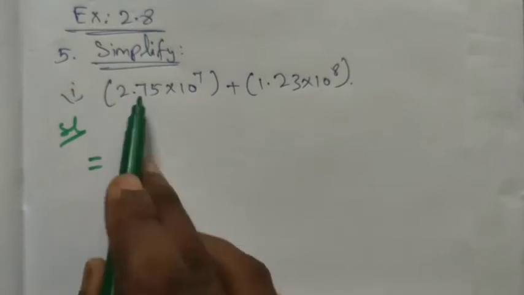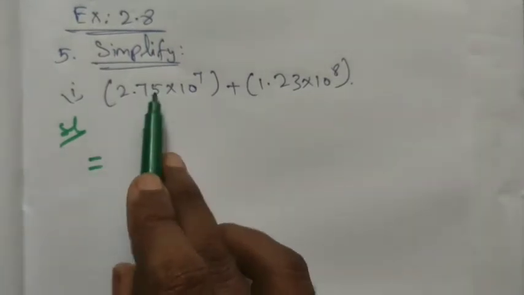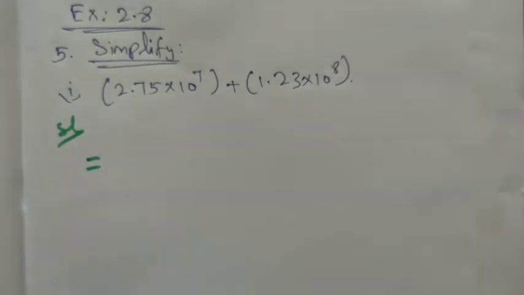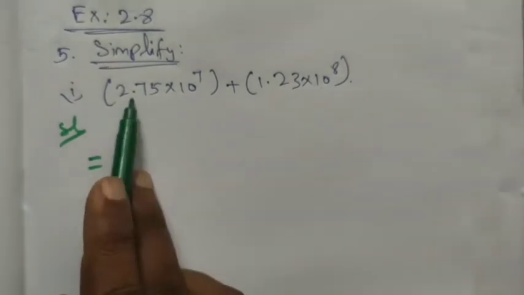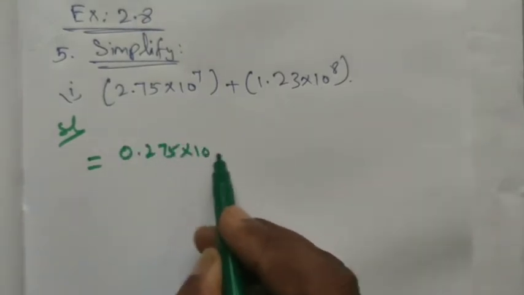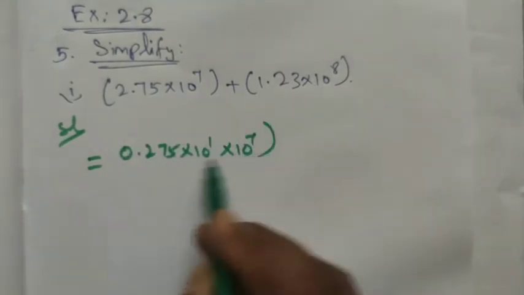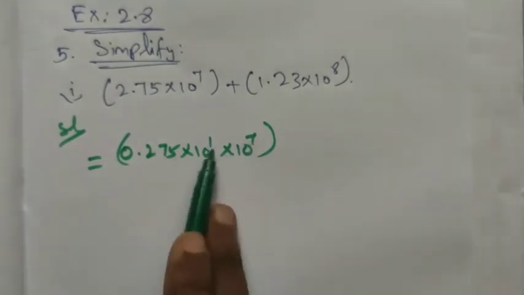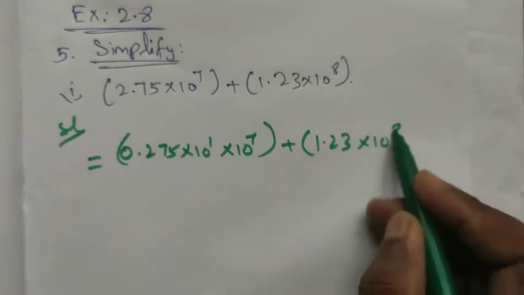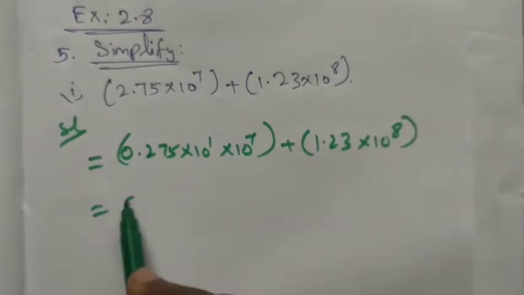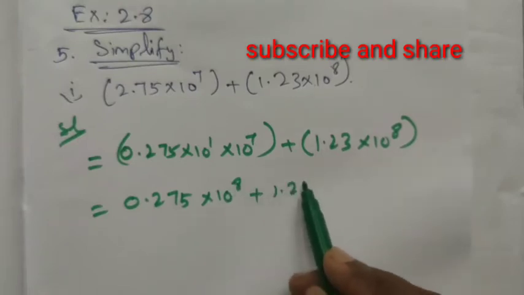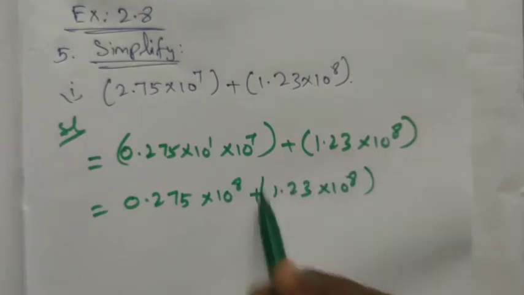Now I am going to choose this 10 to the power of 8. To convert it to 10 to the power of 8, I move this place to the left hand side, then we get 0.275 into 10 to the power of 8. Then only we can equalize: 10 to the power of 7 becomes 0.275 into 10 to the power of 8 plus 1.23 into 10 to the power of 8.